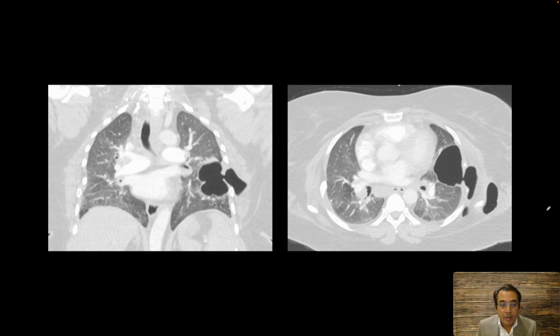This is our next patient, and this was an incidental finding on their CT where we see this focus of air extending into the chest wall, and it is lined by pleura, and so that would make this a herniated pneumothorax.